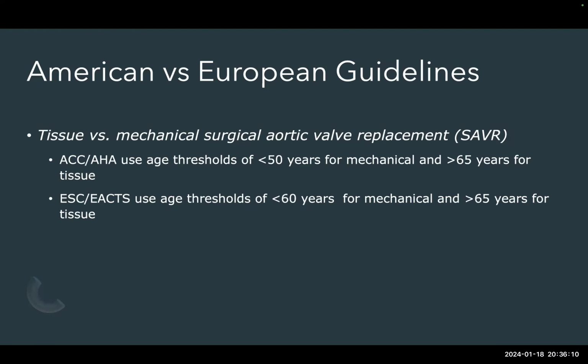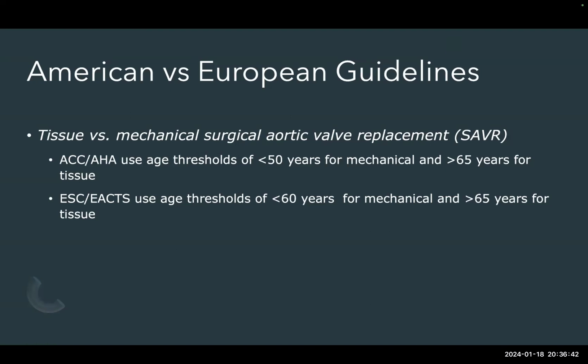ACC, they say if less than 50 for mechanical, more than 60 is the tissue. Why? Because the average life expectancy may be higher, but the average life of the tissue valve is 10 years. So more than 65, go with the tissue valve. Less than 50, go with the mechanical valve. Between 50 and 65, this is the gray area.